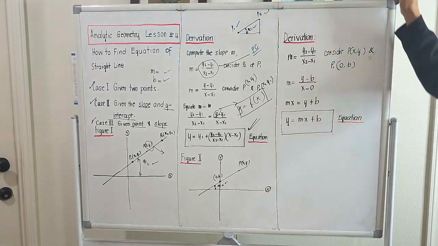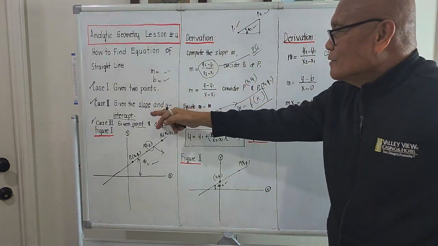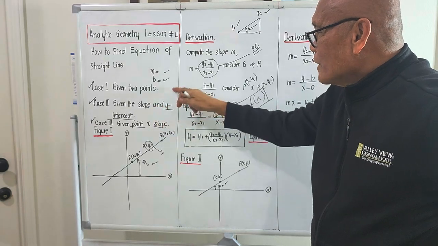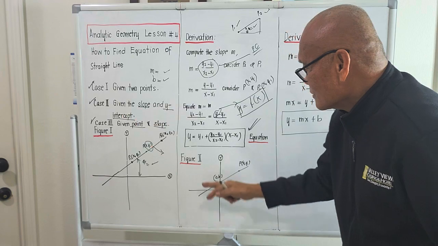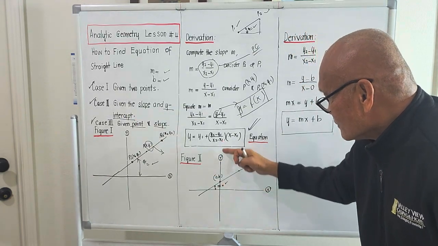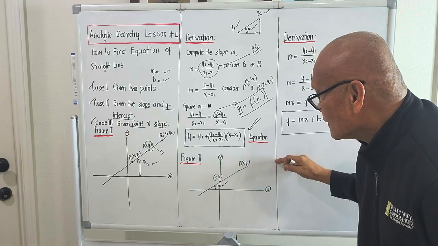Okay, for case number 2, we are given the slope and the y-intercept. So if we try to bring out case number 2, this will become figure number 2. This is the y-axis, this is the x-axis, this is the straight line.